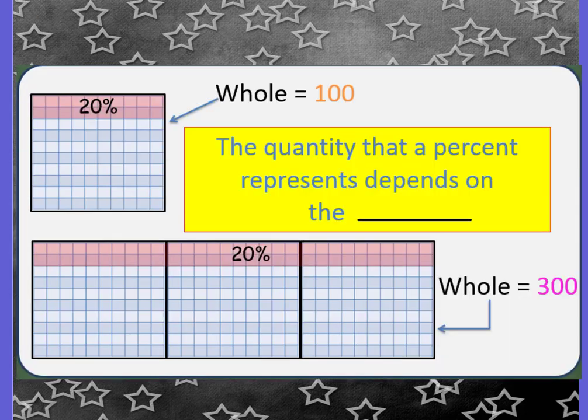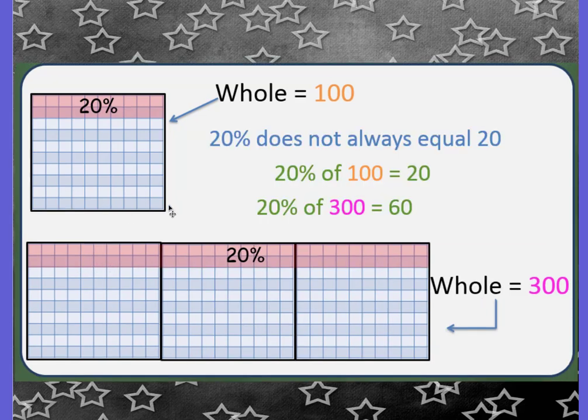Well, the quantity that a percent represents depends on the whole amount or the whole number. Here, the whole is 100, and this represents 20%. Here, the whole is 300, and this represents 20%. So 20% does not always equal 20.